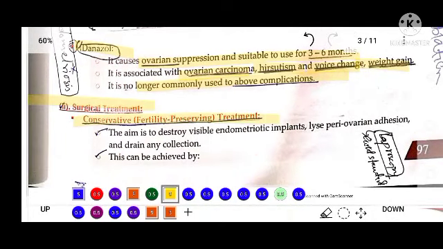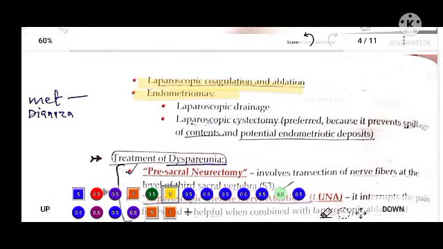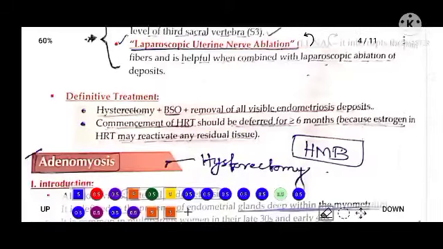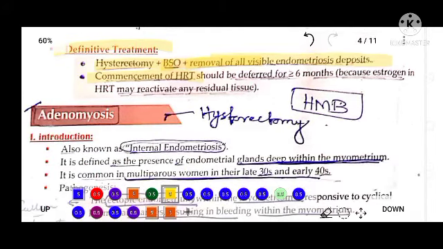Surgical treatment can be conservative, fertility preserving treatment. Laparoscopic coagulation and ablation of endometriomas are surgical treatments. For dyspareunia, painful sexual activity, presacral neurectomy and laparoscopic uterine nerve ablation should be done. So these are the diagnosis and the treatment choices for endometriosis. Definitive treatment includes hysterectomy with bilateral salpingo-oophorectomy, removing all visible endometriosis deposits, and hormonal replacement therapy should be given. In this way treatment of endometriosis can be done.